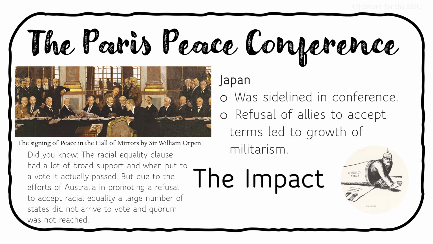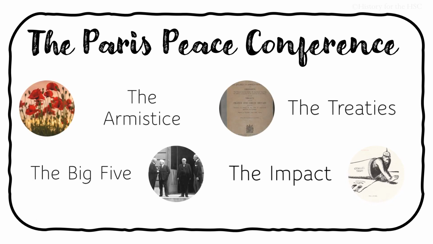And so there we've worked our way through the Paris Peace Conference. We've seen how the situation at the end of the war necessitated Germany signing an armistice that they had very little opportunity to negotiate. They were forced to sign it.